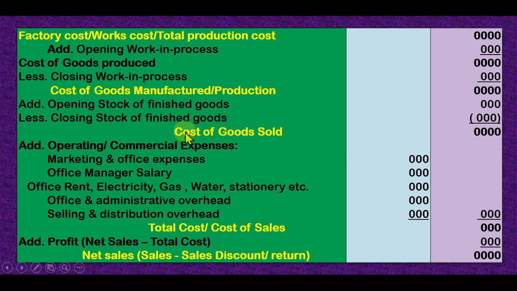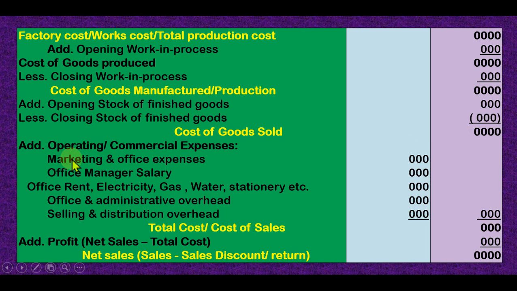Very important question, dear student. In the CQ types, it must come in the exam: find the amount of cost of goods sold. So the formula is that at first you have to find out prime cost, then add factory overhead, then it will be factory cost, and with that you add opening work in process less closing work in process, cost of goods produced, with that we have to add opening stock of finished goods less closing stock of finished goods, it is cost of goods sold.